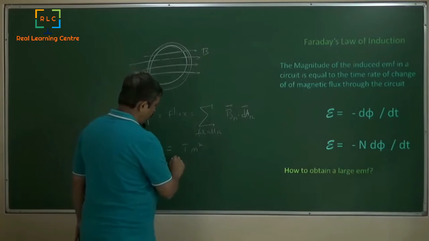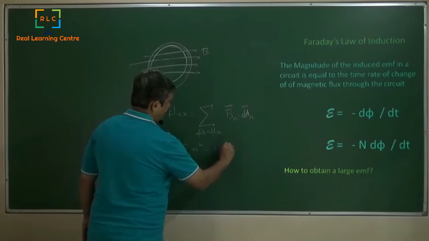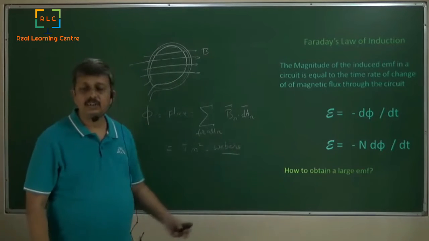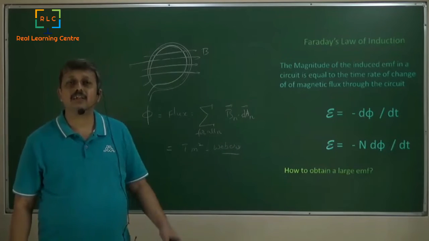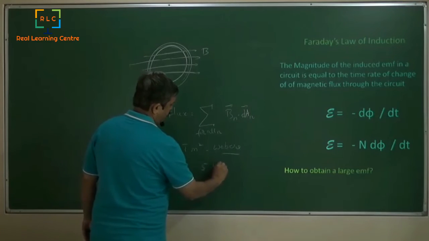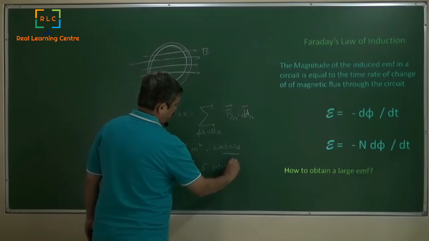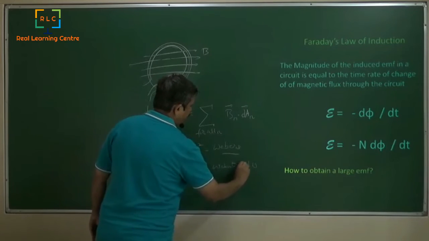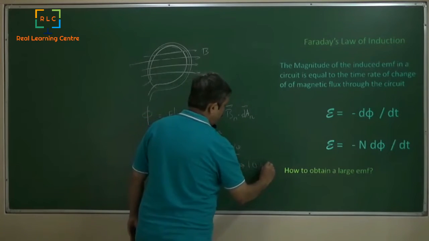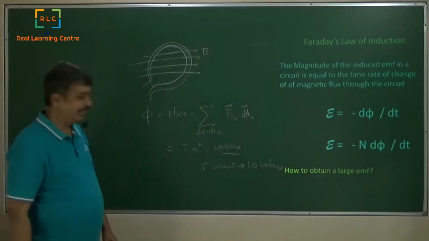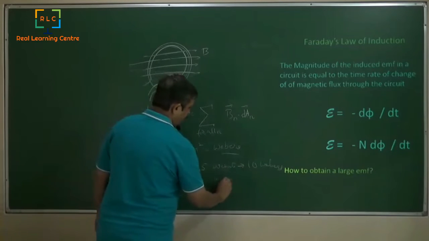Or there is one more word called Weber's unit. Okay, so let us say you are having flux going from 5 Webers to 10 Webers. So flux is varying from 5 Webers to 10 Webers, correct? In let us say 2 seconds.